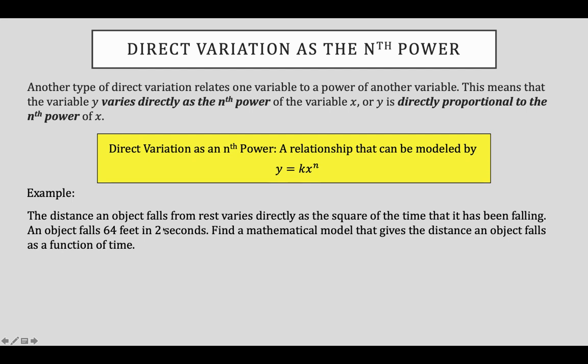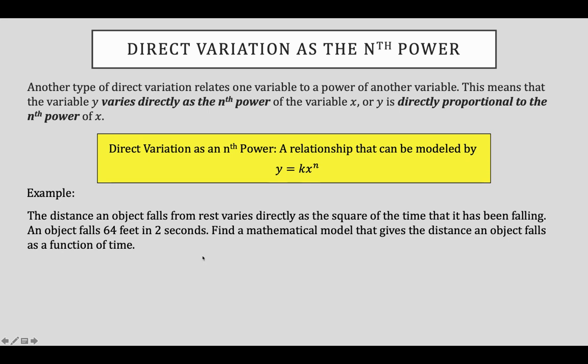The distance an object falls from rest varies directly as the square of the time that it has been falling. So again, in these cases, we need to read the problems very carefully. And if it helps you, underline keywords. Notice that this says the square of the time. This tells us that our power n is going to be 2. An object falls 64 feet in 2 seconds. Find a mathematical model that gives the distance an object falls as a function of time.